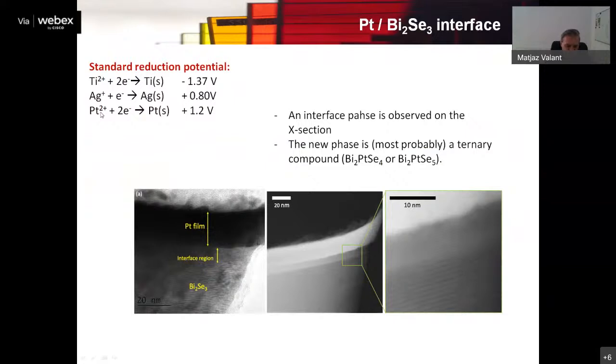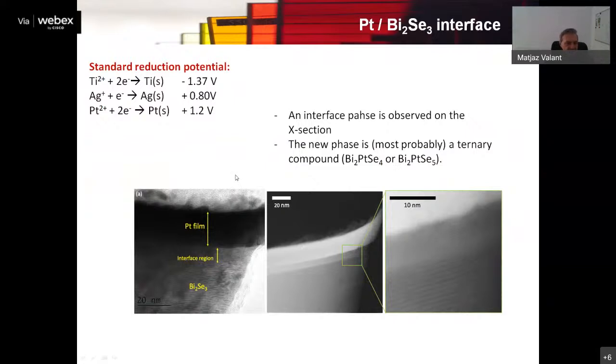So I'm not going to go into details, but I'm just going to show you the most obvious thing. So here is a TEM image of the interface. You see the platinum film, beneath is the bismuth selenide substrate. And if you look closer at the interface, you will again see another pattern of layers, much narrower. And this is actually the new phase which appeared on the interface. So it is something like a ternary bismuth platinum selenide phase. In the literature, we found that two exist. For the moment, we haven't identified which actually forms here.